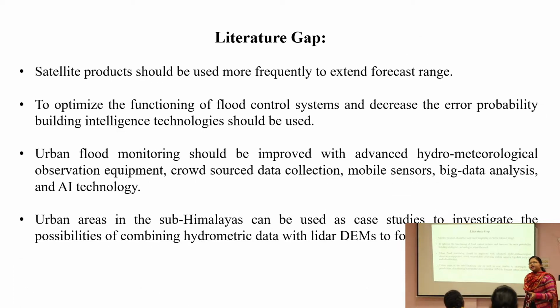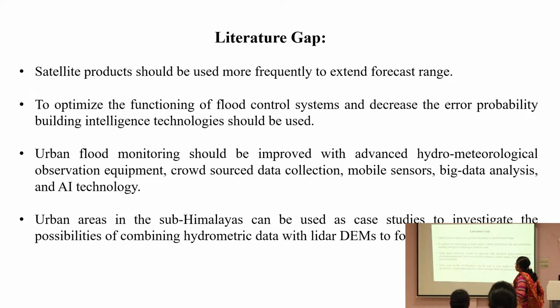So, we are taking the satellite data. This satellite data may be improved, like nowadays different satellite data is available. So, we can use that and optimize the functioning of flood control systems and decrease the error probability. Building intelligence technology should be used, and we can use AI technology for urban flooding.